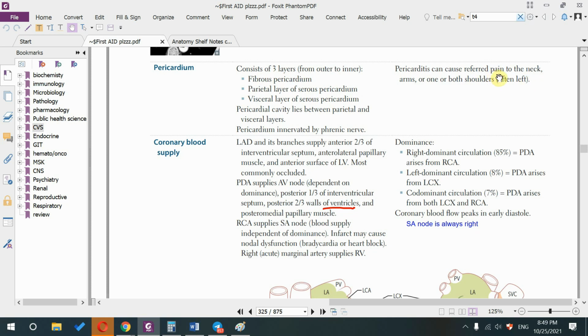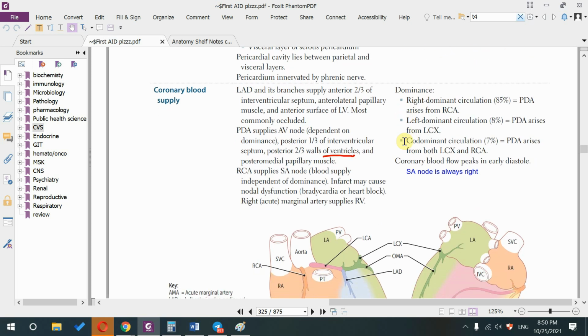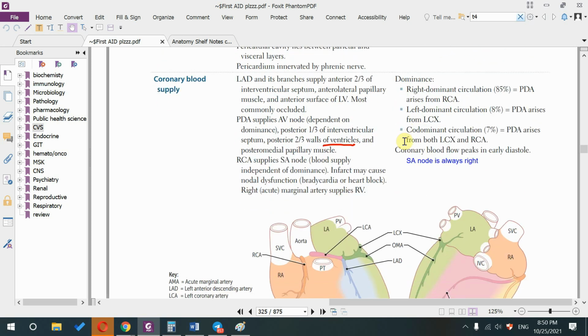Why can it lead to referred pain? Because of the phrenic nerve. The phrenic nerve leads to referred pain. If you remember, in case of cholecystitis, there is referred pain to the right shoulder. In case of gastric pathologies, there is referred pain to the left shoulder because of the phrenic nerve. In case of pericarditis, there is referred pain to the neck and the shoulders because of the phrenic nerve as well. Okay, so the last thing for today will be the coronary blood supplies.